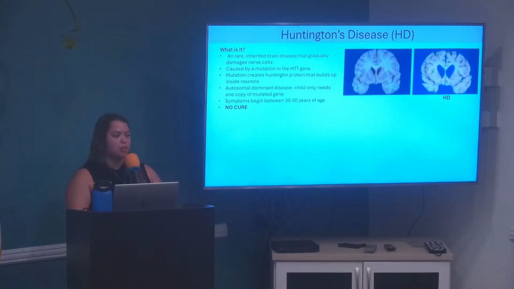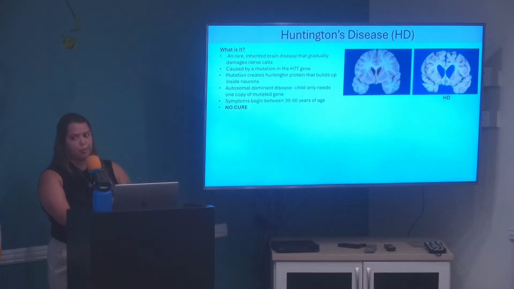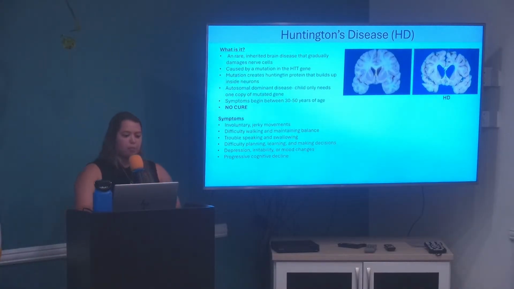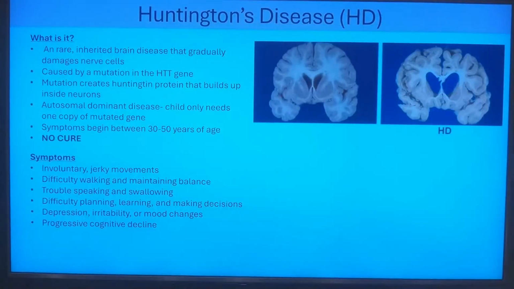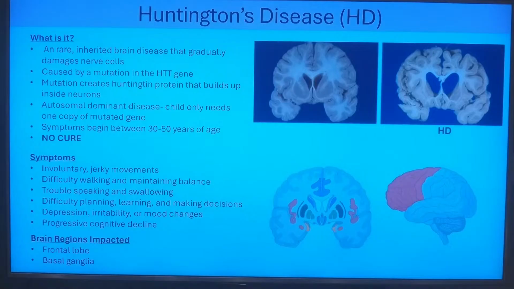Unfortunately, your life is cut pretty short with this disease. The symptoms include involuntary jerky movements, difficulty walking, maintaining balance, difficulty planning, learning, making decisions. It's kind of a global death of these neurons, so a lot of symptoms can result. It's not just one set of them because it's happening to the whole brain.